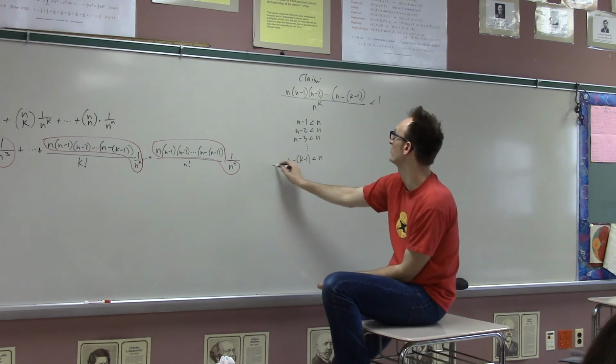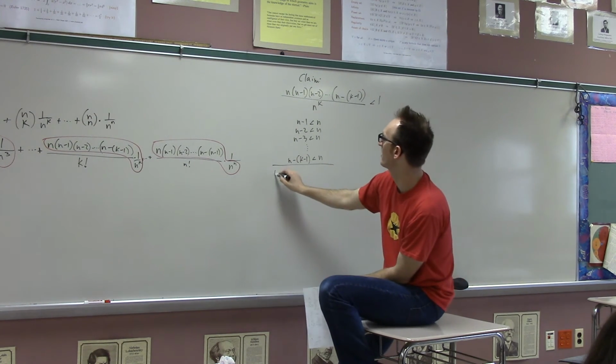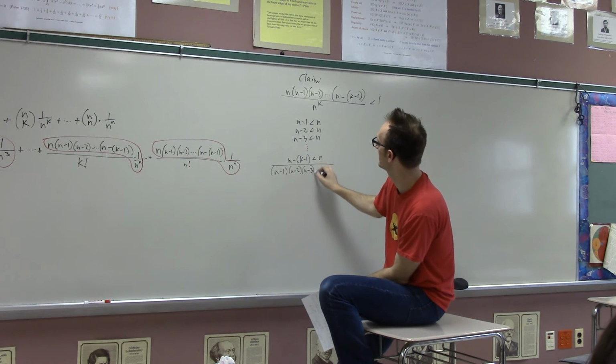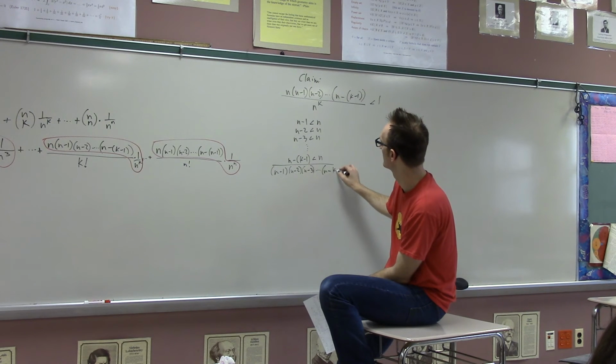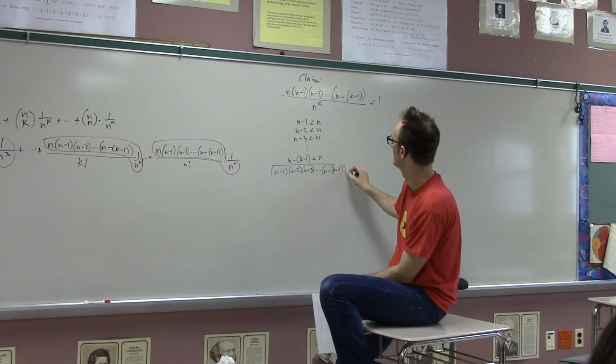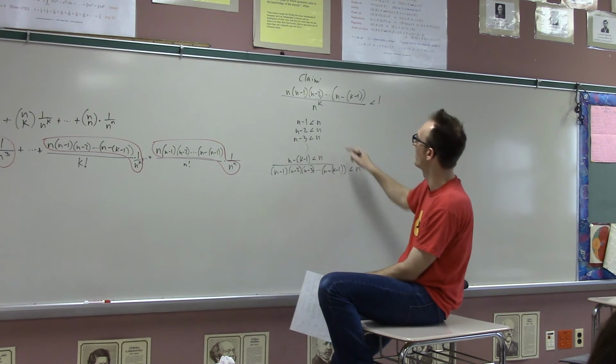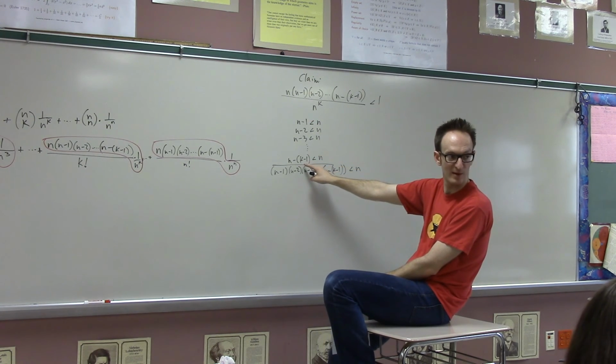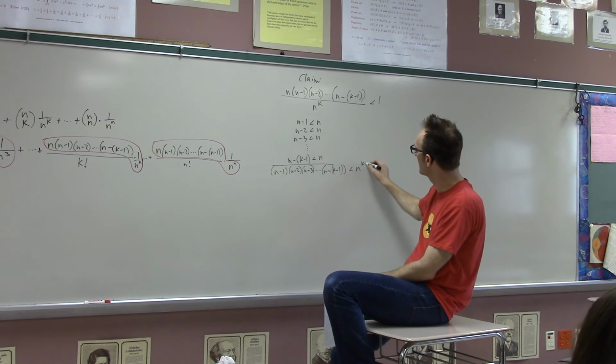Yeah, you just multiply them all up. And when you multiply them all up, you get n minus 1 times n minus 2 times n minus 3, all the way times n minus k minus 1. And that is indeed less than n to the, how many of these do I have? K minus 1 of them, right? So this is n to the k minus 1.